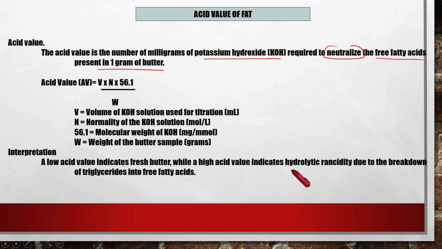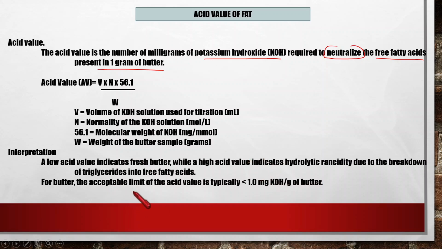A high acid value indicates hydrolytic rancidity due to the breakdown of triglyceride, because butter is initially in the triglyceride form. Triglyceride, we know its structure: glycerol plus 3 fatty acids, that can be either saturated or unsaturated. As it becomes rancid or spoiled, the fatty acids from triglyceride get freed, and as the amount of free fatty acid becomes more and more, that much KOH is required to neutralize that. So that is why a high acid value indicates low quality of butter.